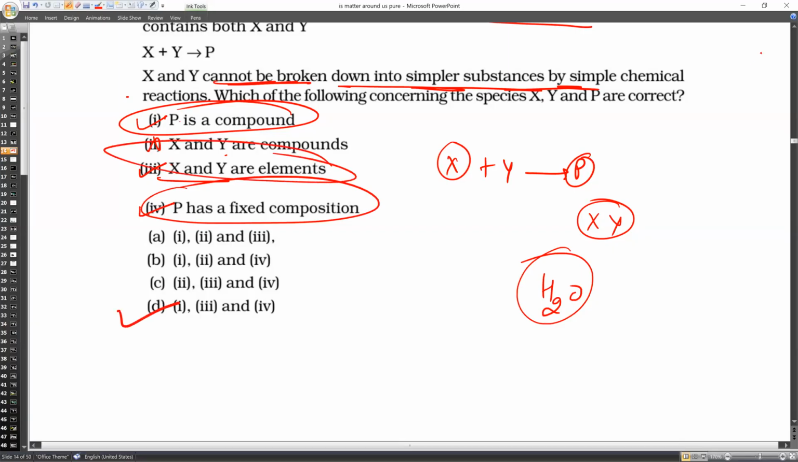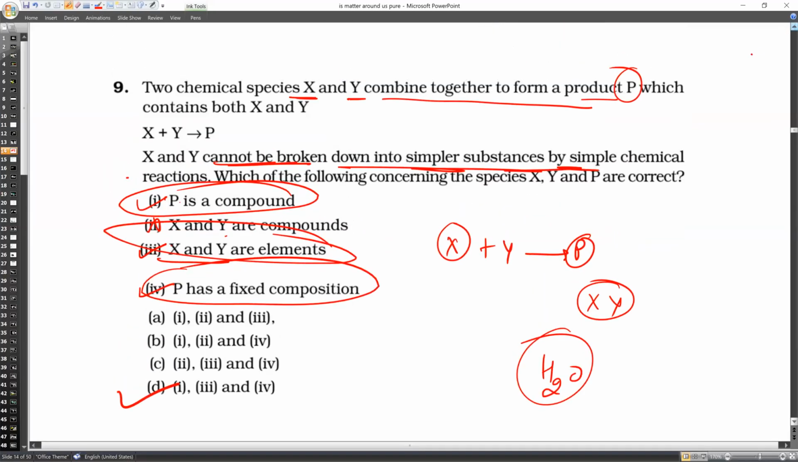Since you have answered this question wrong, please note this question in your notebook fast. Note this one.